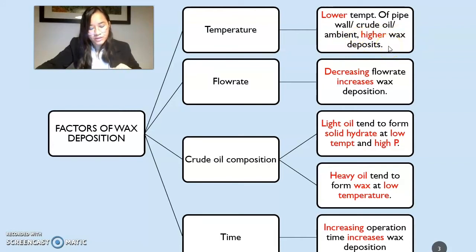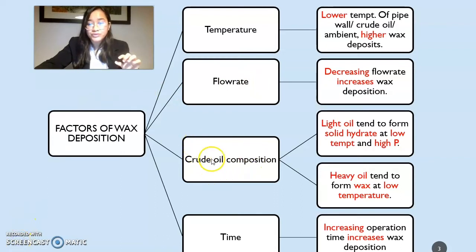This is a major drawback for offshore oil production because the subsea pipelines are vulnerable to the low temperature of the sea. Next is flow rate. Decreasing flow rate increases the wax deposition. This is because when the flow rate is low, it makes the crude oil more easily come in contact with the low temperature of the pipe wall.